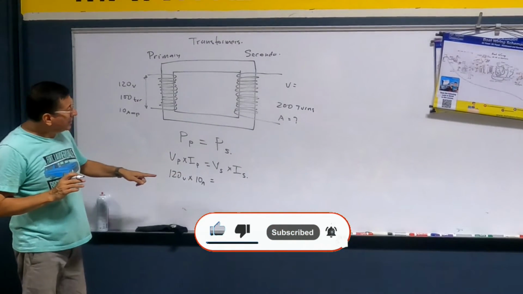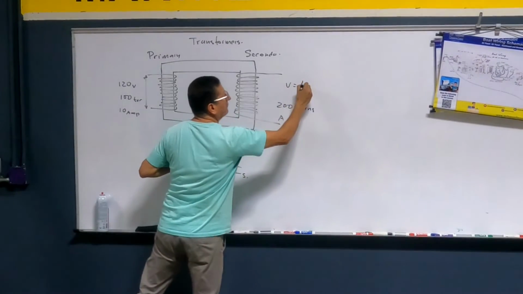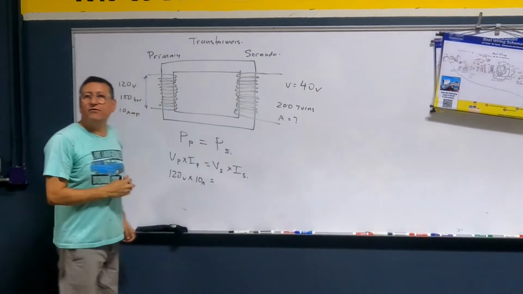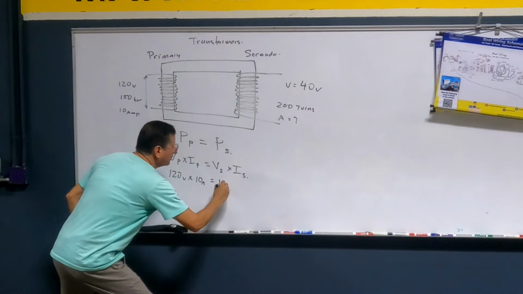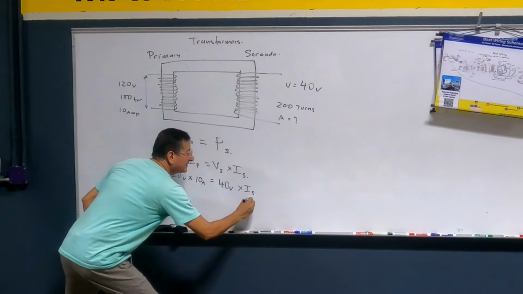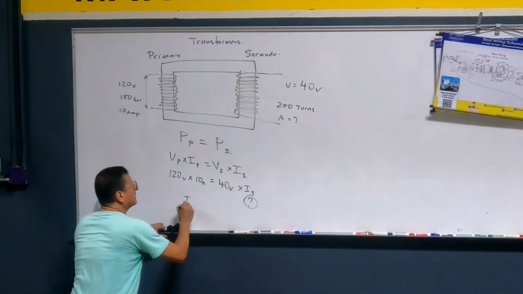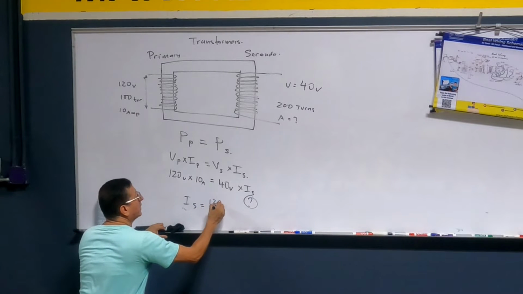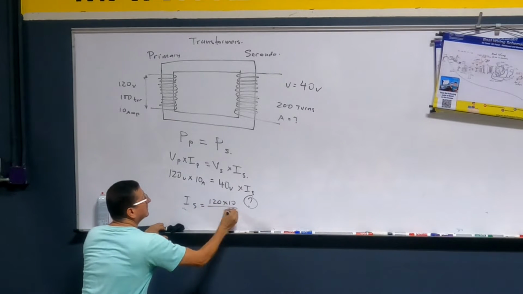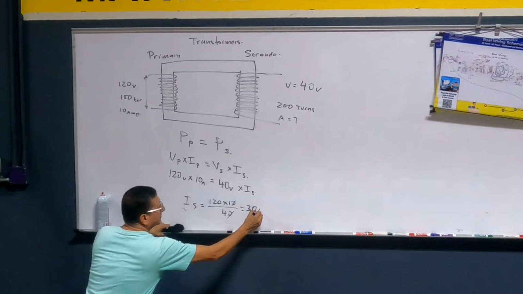In the secondary, I know the voltage, because I have 40 volts here. And how much is the intensity? This is the $1 million question. It's simple. Intensity in the secondary is equal to 120 times 10 divided by 40. How much is that, please? It's 30 amps, no?